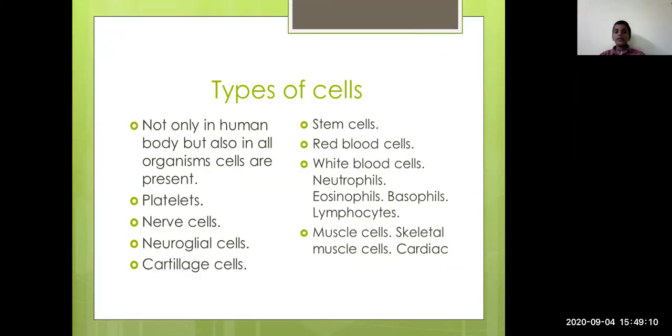Next comes the types of cells. Not only in the human body, in all organisms there are different types of cells. For example, in the human body: platelets, nerve cells, neuroglial cells, cartilage cells, stem cells, red blood cells. In white blood cells, we have other types: neutrophils, eosinophils, basophils, lymphocytes. In muscle cells, skeletal cells, and also cardiac cells.